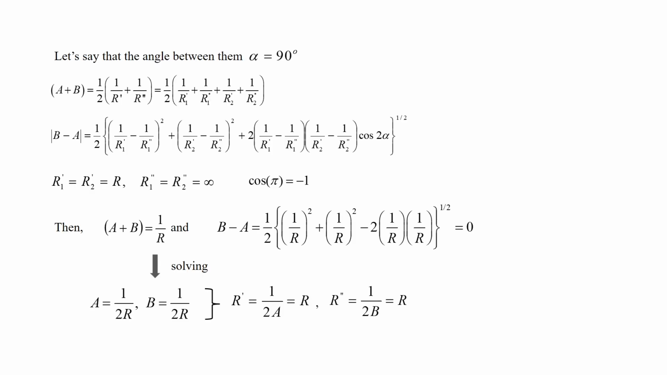Let us say that the angle between them, alpha, is equal to 90 degrees. In that case, cos 2 alpha is cos pi, which is minus 1, and so this term also goes, and this also goes. We can simplify now: a plus b will again be equal to 1 by r, and b minus a whole square will come out to be 0 here. So, here you will see a is equal to 1 by 2 r, b is equal to 1 by 2 r, and therefore r dash and r double dash are both equal to r here, and therefore the contour will be a circle.